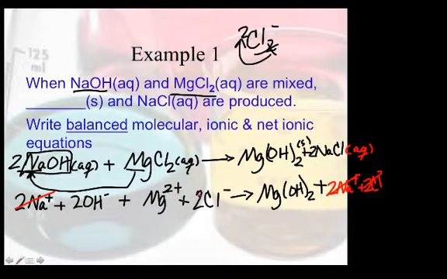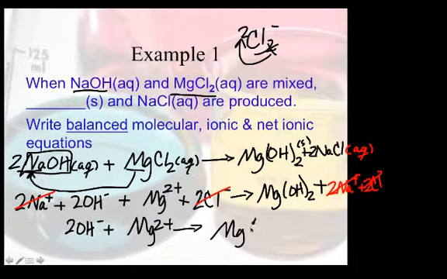But what about this hydroxide, OH? 2 OH. No, that's not the same. So the net equation means we write down what's left. 2 OH minus plus Mg2 plus yield MgOH.